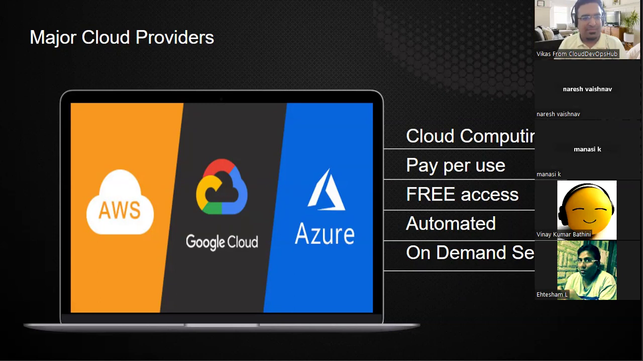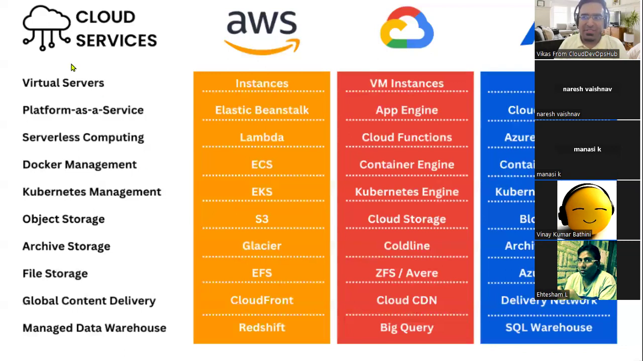Correct? Right? So all the clouds are very similar. Whatever services are available in AWS, the same services with a different name are available in Google Cloud. The same services are available in Azure as well. So how do you have to compare it?